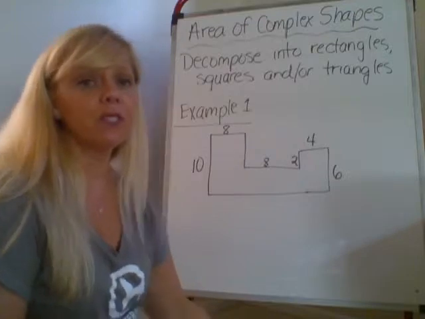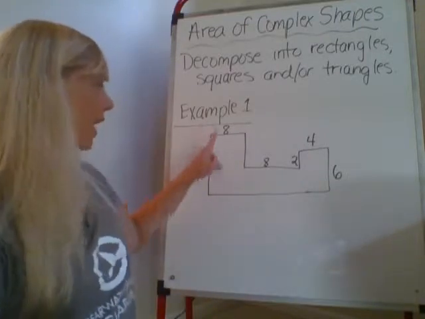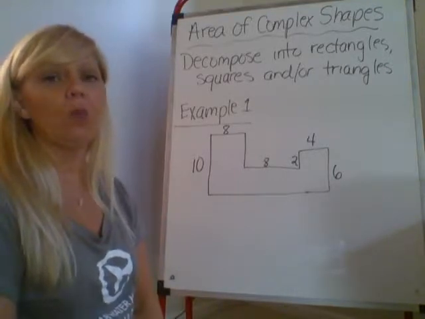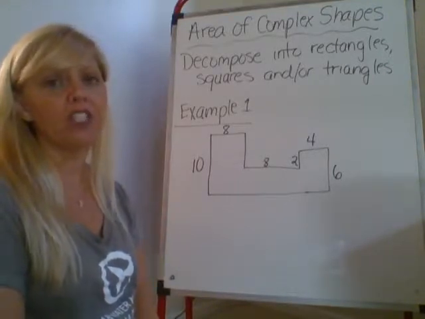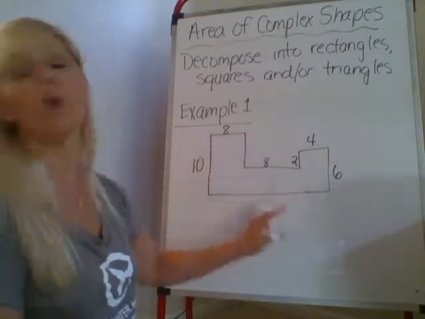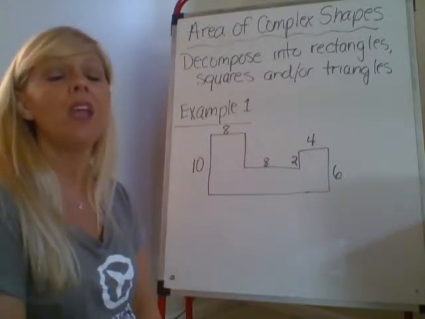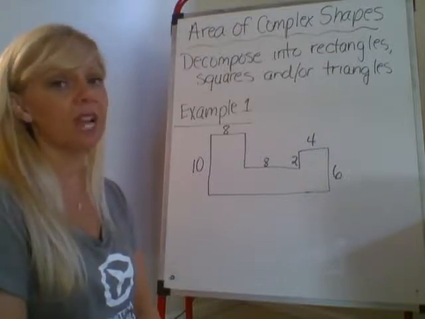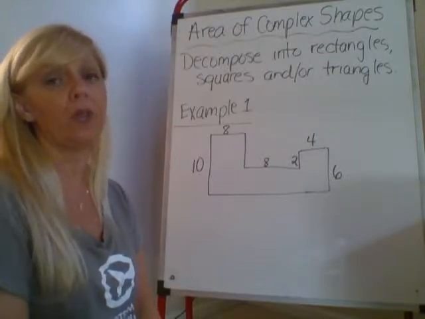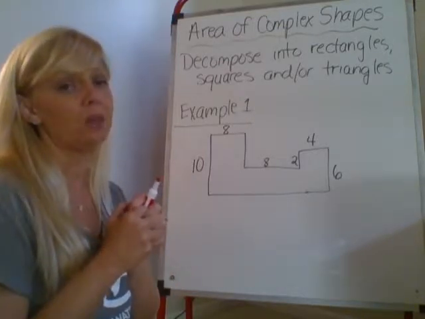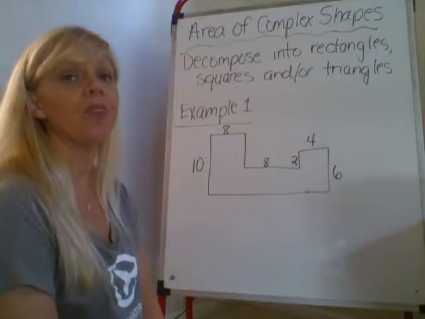So in this first example, I have a J looking kind of shape, and we're going to break it apart into rectangles and/or squares, because I'm not sure what I'm going to be breaking it into yet, to find the total area. So I'm going to break it apart into areas that I can figure out and then assemble them into one big total area when we're all done.